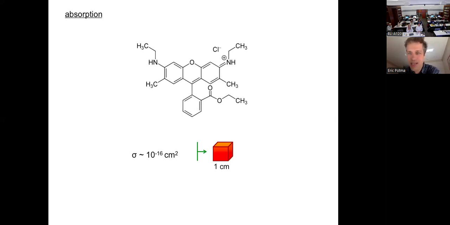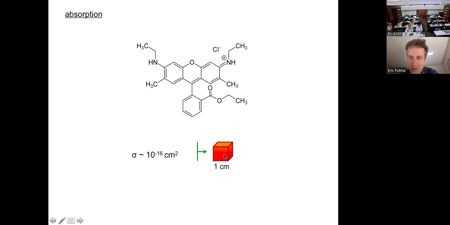Now, here's a little exercise that I always like to do with people. This is a Gedanken experiment. I have here a cube of 1 centimeter, and then I come in with one photon. This little line here is just a flat wavefront, a plane wave. It's one photon. It's going to be incident on this 1 centimeter cube.